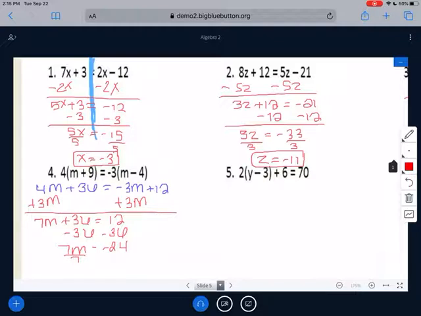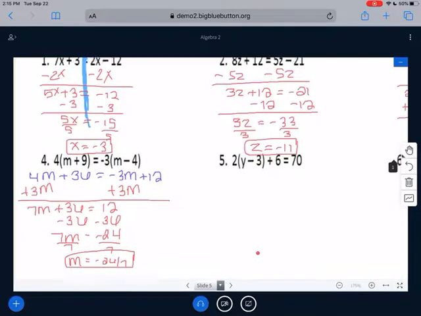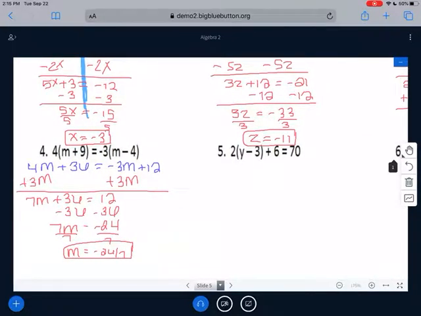Then divide. So we get m equals negative 24/7. Yes, you can change this one into a decimal, but if you have something divided by 8 or divided by 11, you don't want to put a repeating decimal, you'd rather leave it as a fraction.